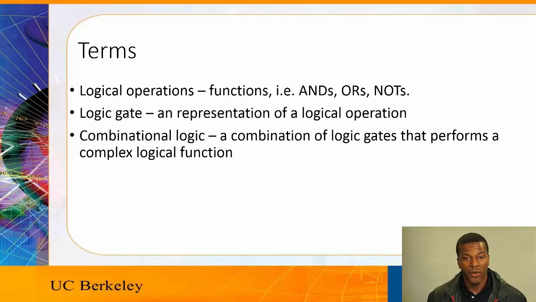So the logical operators are the functions. They're essentially the same as mathematical operators such as addition, subtraction, and multiplication, except for logical systems. A logic gate is a representation of a logical operation, and combinational logic is equivalent to a circuit except in a digital system. It's defined as a combination of logic gates that perform a complex logical function.